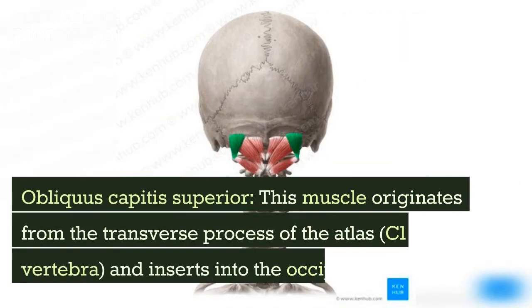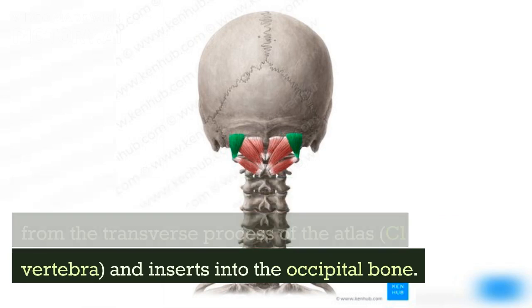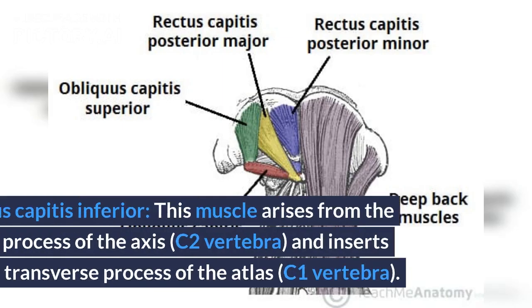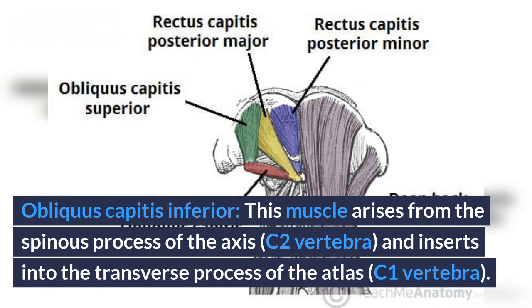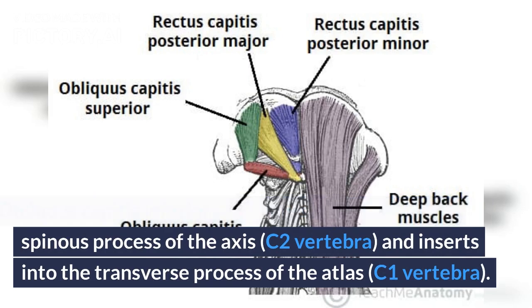Obliquus capitis superior. This muscle originates from the transverse process of the atlas, C1 vertebra, and inserts into the occipital bone. Obliquus capitis inferior. This muscle arises from the spinous process of the axis, C2 vertebra, and inserts into the transverse process of the atlas, C1 vertebra.